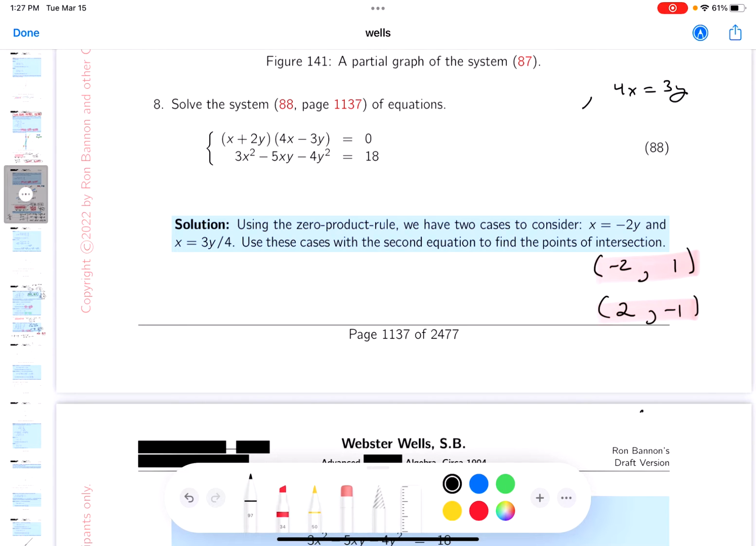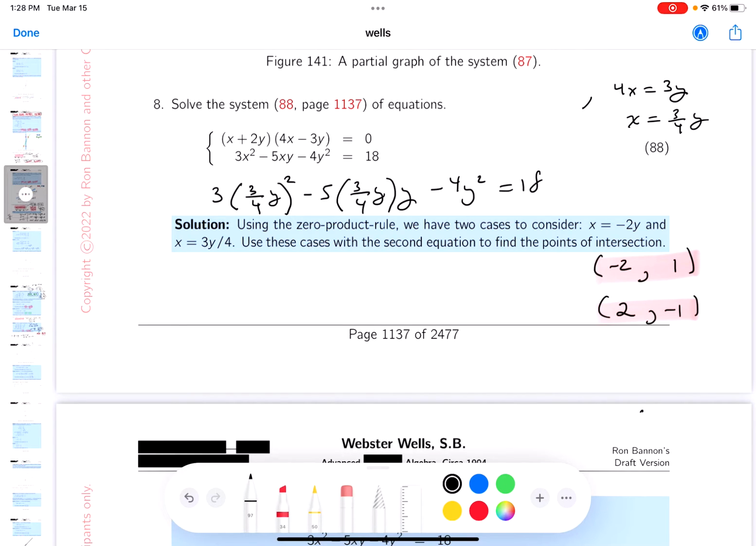And how do you do that? Well, I got to solve for either x or y. And I'm going to solve for, I think, x. Let's write this down. So x would equal 3/4 of a y. Got to plug this in. So it's going to be 3. Well, x is 3/4, right? 3/4 of a y squared minus 5, 3/4 y minus 4y squared is equal to 18.